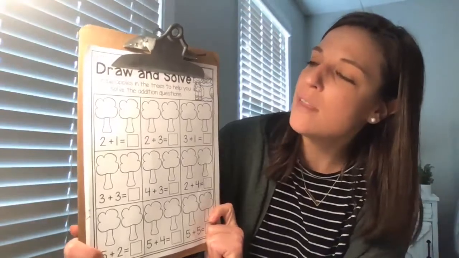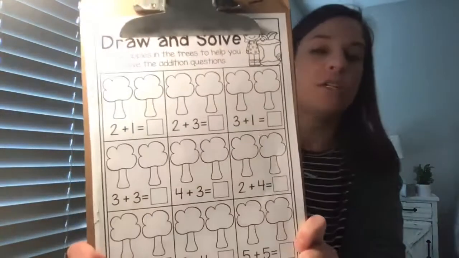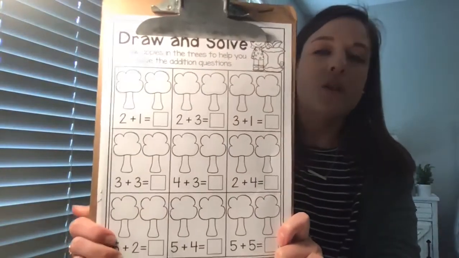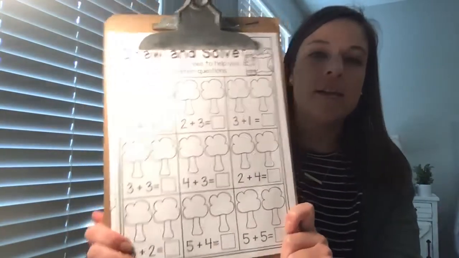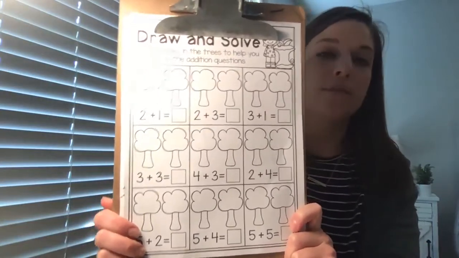Our directions say that we're going to draw apples in the trees to help solve the addition questions or sentences. So let's read the sentences in each box so we know what groups we're adding together, and then we'll take a look at the first one.